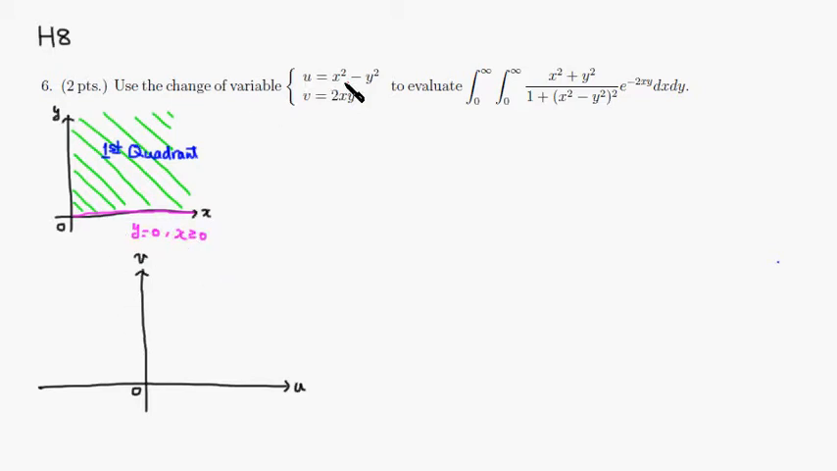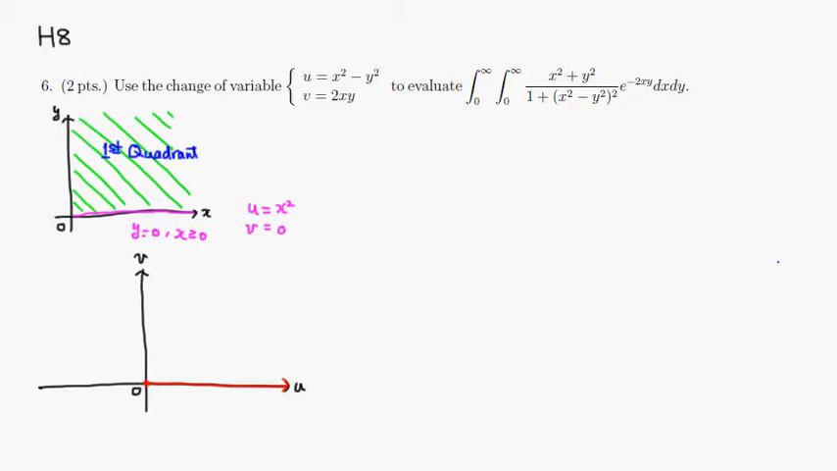If you go through that, y equals 0, so you're basically looking at u equal to x squared and v equals 0. So this edge is transferred to, x is any positive value, so u can be any positive value, and v is 0. So this is mapped to actually itself. It's the same thing.